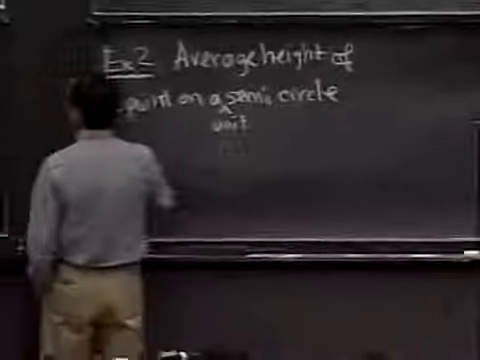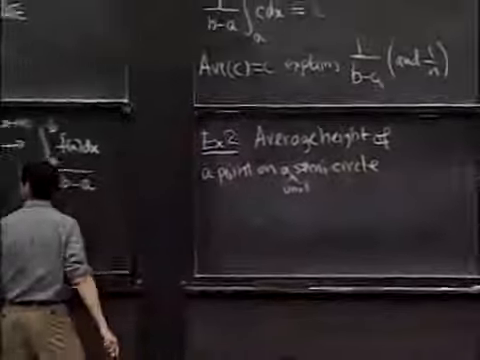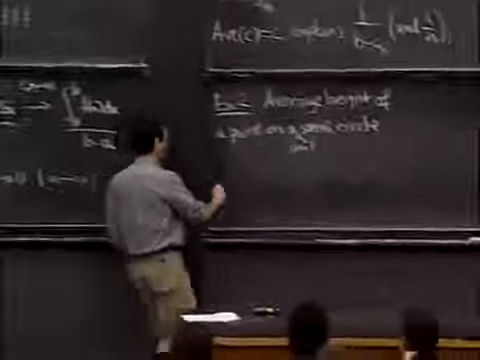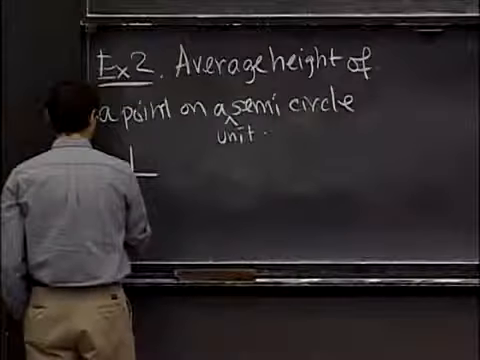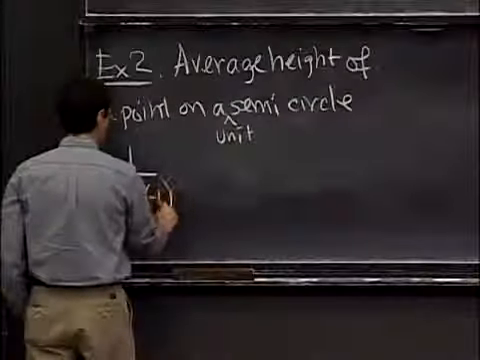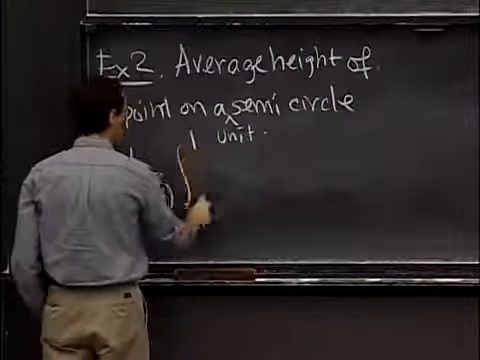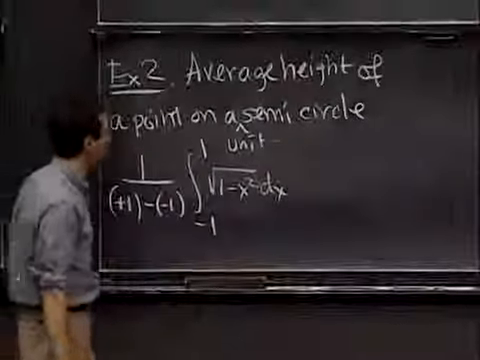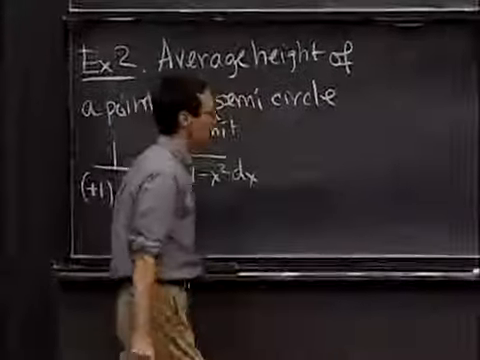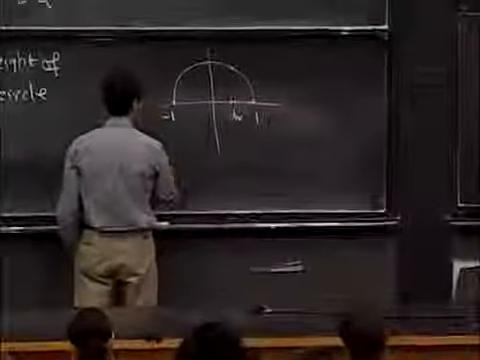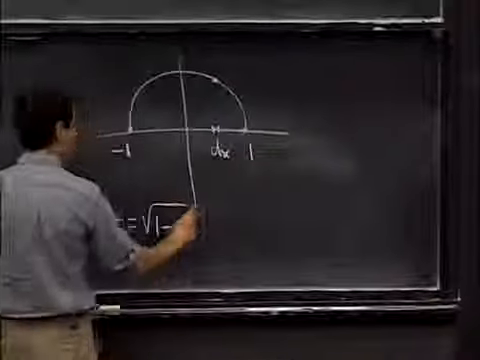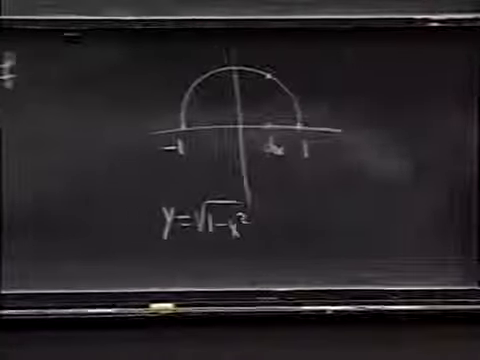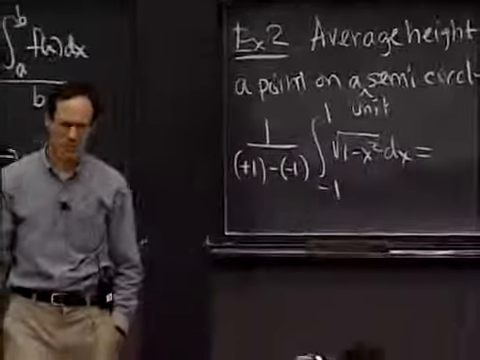Well, according to the rule, it's up here in the box. 1 over b minus a, the integral from a to b of f of x dx. That's 1 over plus 1 minus minus 1, the integral from -1 to 1 of the square root of 1 minus x squared dx. All right, because the height y is equal to the square root of 1 minus x squared. And to evaluate this is not as difficult as it seems.